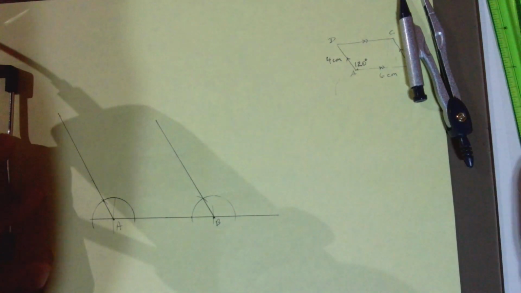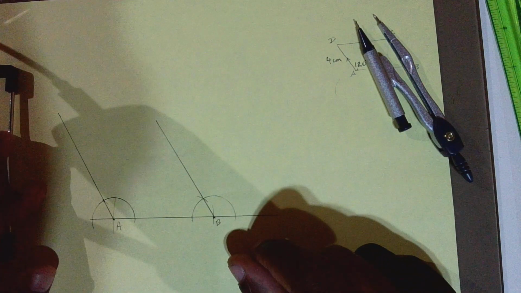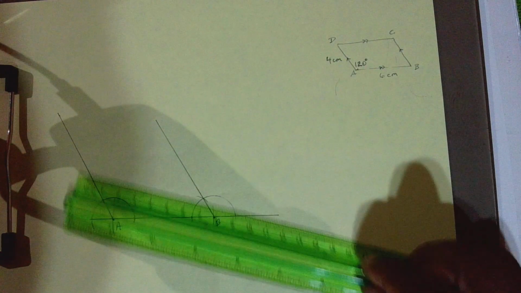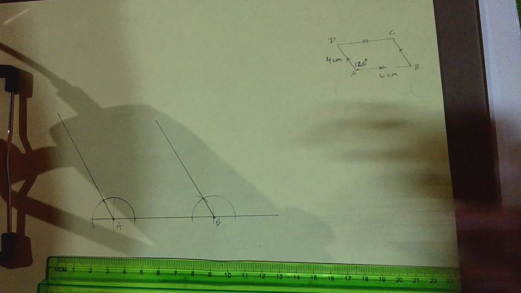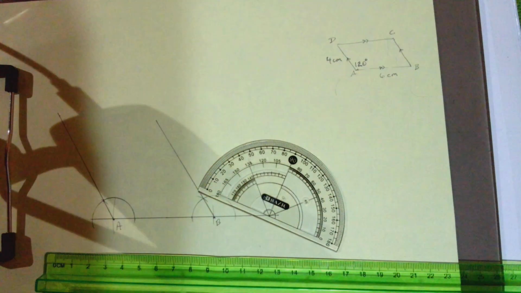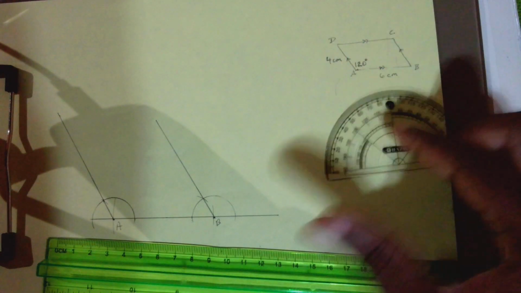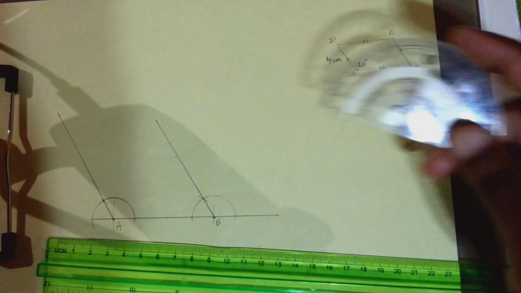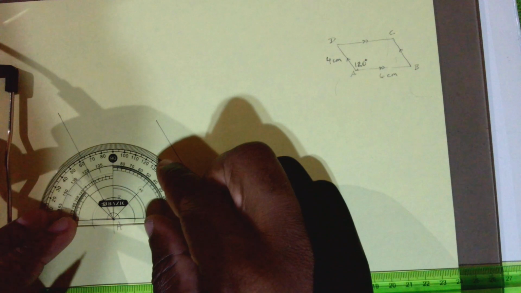But what we need really is for this length to be 4 centimeters. So we can measure off 4 centimeters. Whatever we do, we don't want to use our protractor in the construction, unless we're told so. We're just utilizing the protractor to check our measurements. So for instance, we could check to make sure this is actually 60.